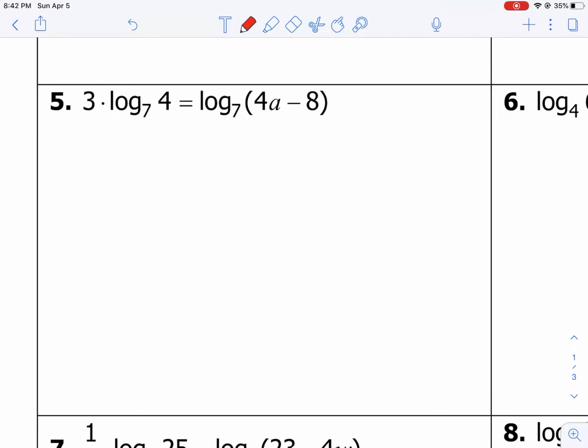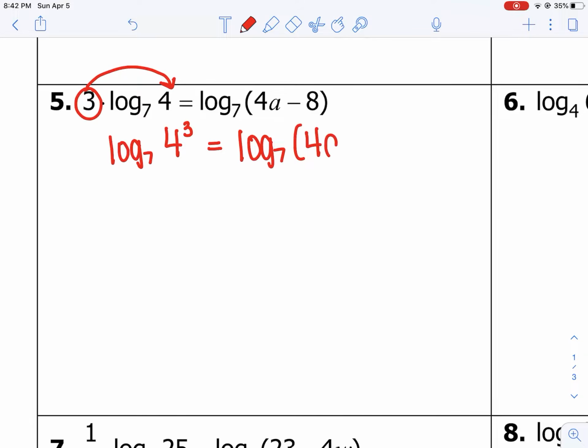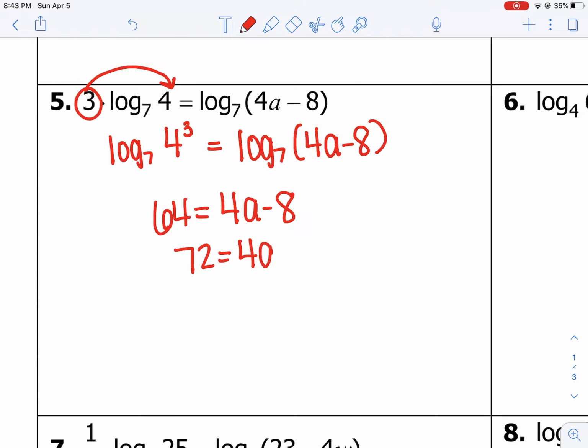So we're going to use our property here that tells us that if we have this multiple out in front, remember that it can be moved back up as an exponent. So this would be log base 7 of 4 to the 3rd power equals log base 7 of 4a minus 8. I'm actually going to take 4 to the 3rd power, and when I do that, I get 64. So I can just set 64 equal to my 4a minus 8. I'm going to add 8 over. I get 72 equals 4a and divide by 4, so a is 18.